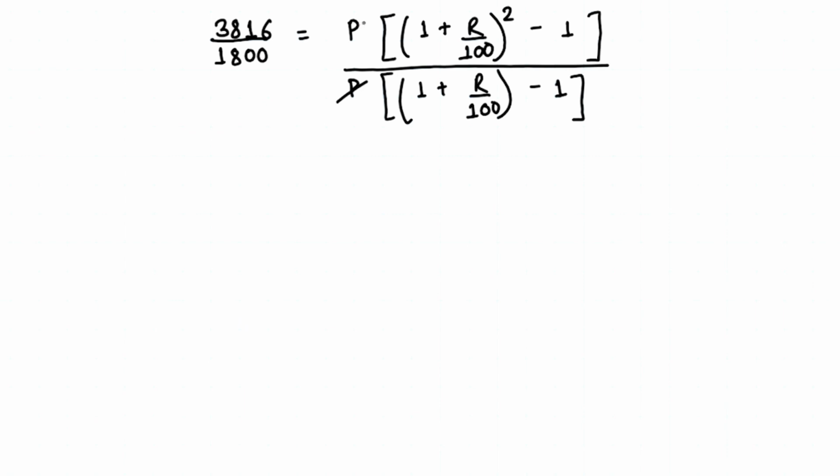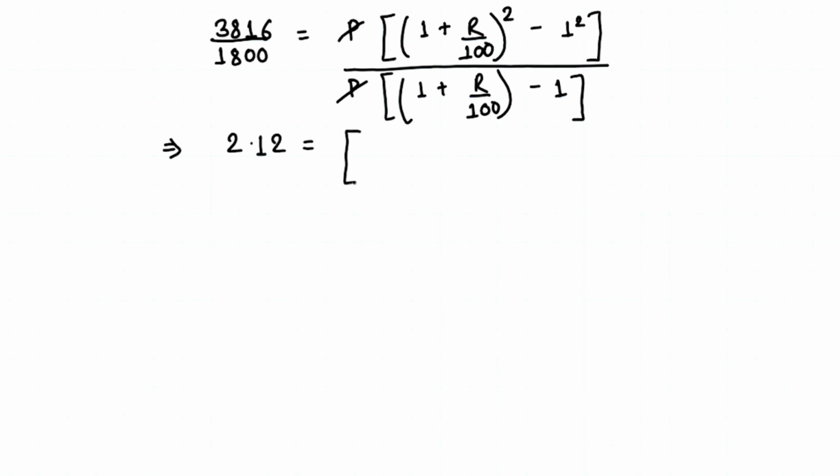Now we can easily cancel this P and that P. And when we divide 3816 by 1800, we get 2.12 is equal to, over here, we are going to use the formula of A square minus B square. So this 1 plus R by 100 whole square is going to be our A square, minus this 1 square is going to be our B square. So when we have A square minus B square, we can put the formula A plus B and A minus B. And that's what I'm going to do here.